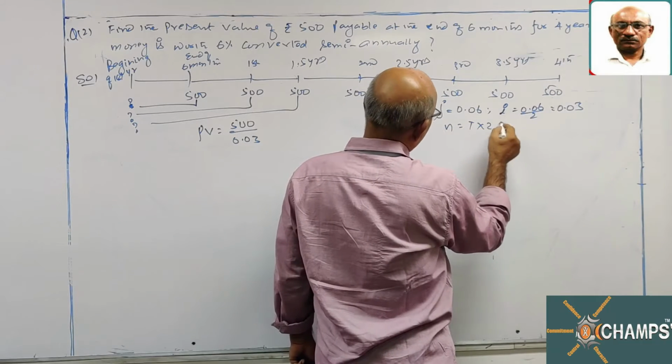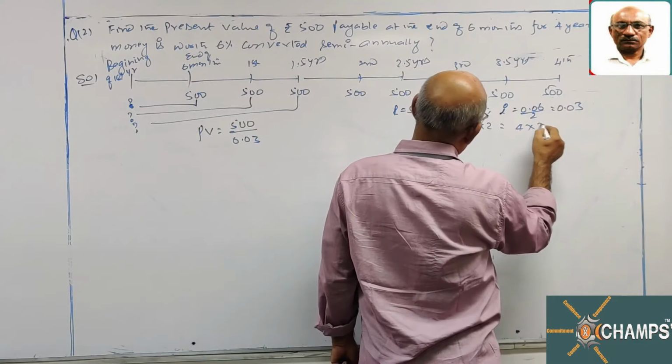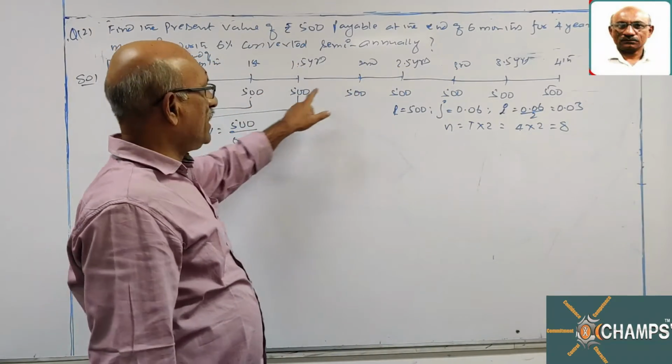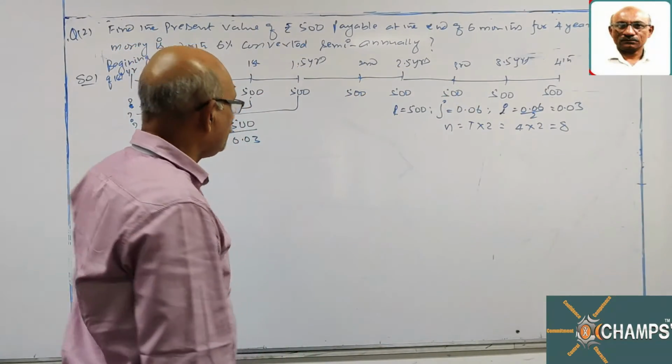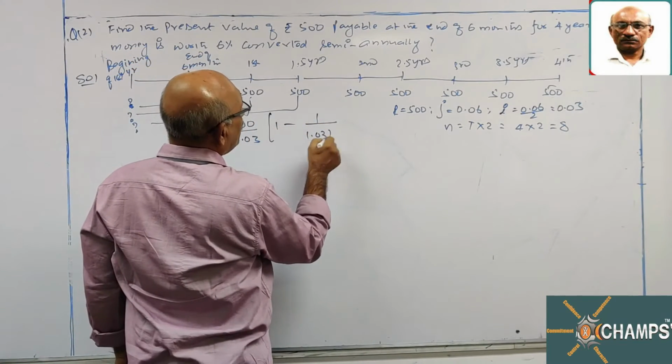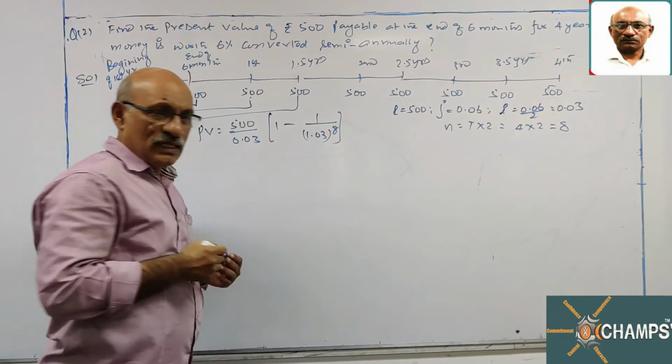N is equal to T into 2, 4 into 2, 8. 8 payments are there: 1, 2, 3, 4, 5, 6, 7, 8. Then 1 minus 1 by 1.03 whole power 8.